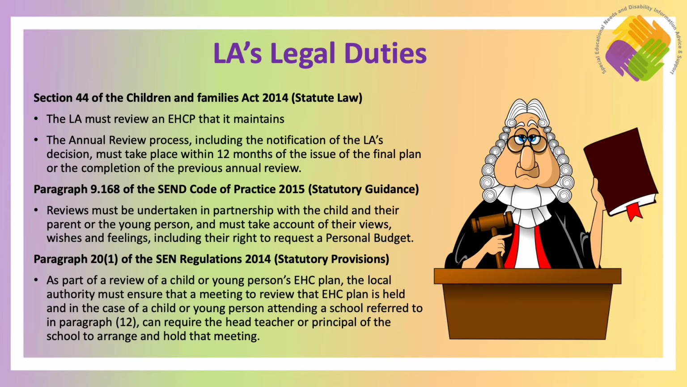The local authority's legal duties. Section 44 of the Children and Families Act 2014, which is statute law, says the LA must review an EHCP that it maintains. The annual review process, including the notification of the local authority's decision, must take place within 12 months of the issue of the final plan or the completion of the previous annual review.